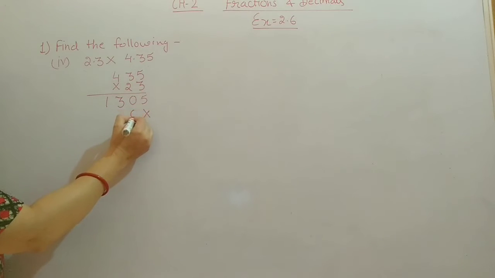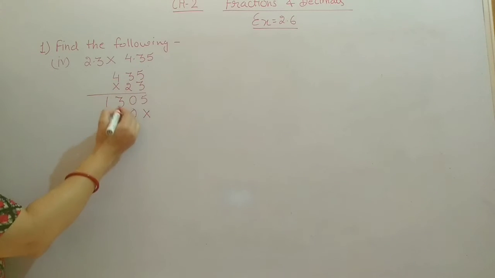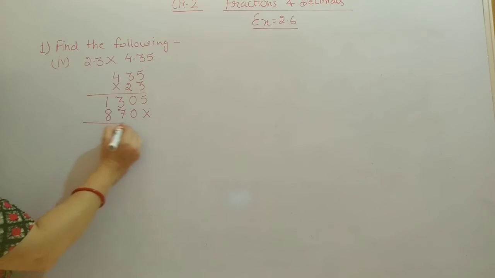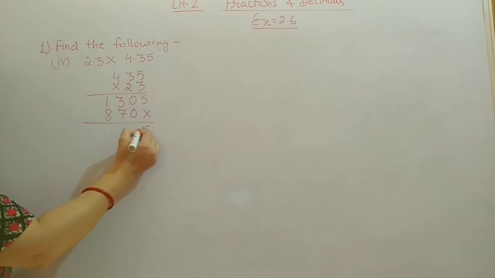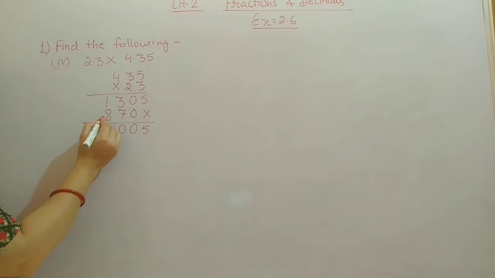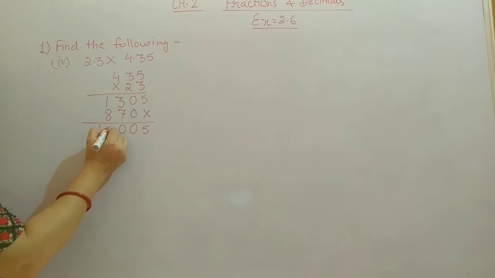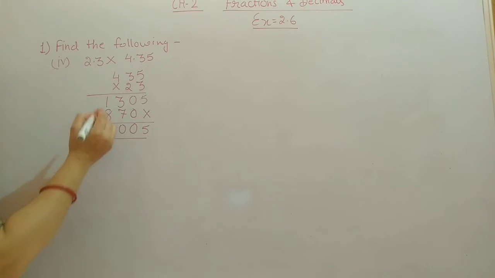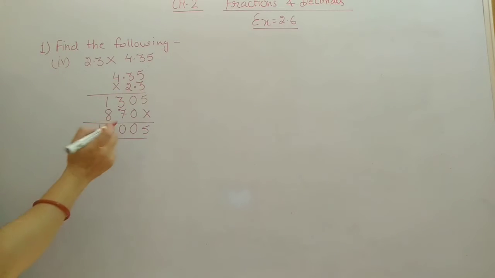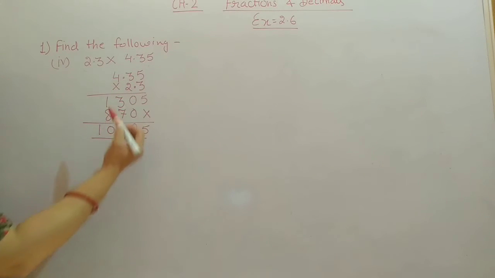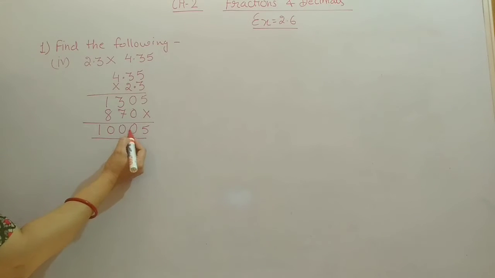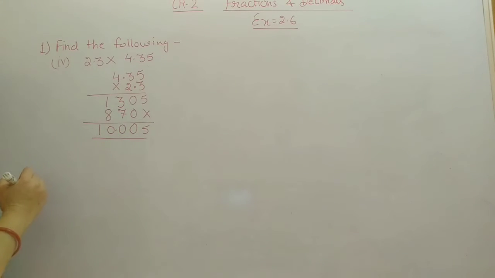2 5s are 10, 1 carry over, 2 3s are 6 plus 1 is 7, 2 4s are 8. After that add it. 7 plus 3, 0 plus 1 carry over, 8 plus 1 is 9 plus 1 is 10. Now in the question one decimal is here and one decimal is here. So total 2 decimals here, 1 decimal here, 3 decimal places are there. So from the right side 1, 2, 3 and put the decimal.